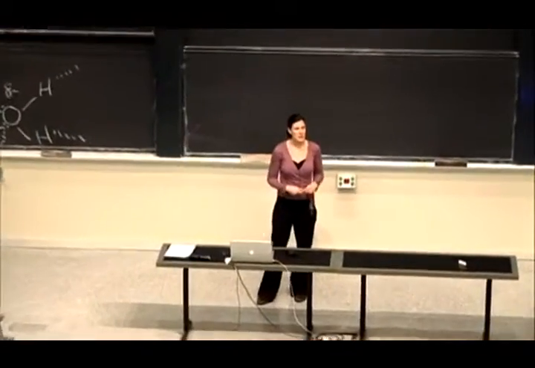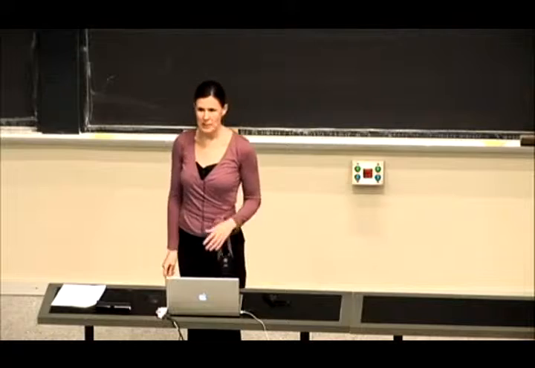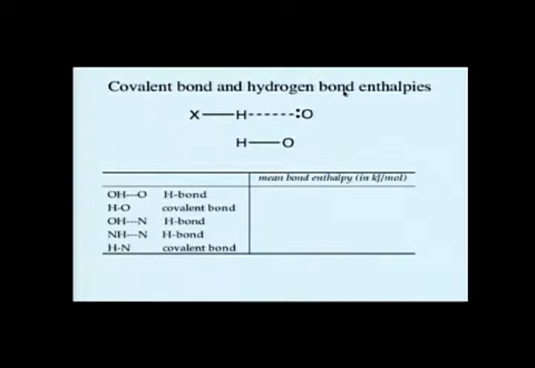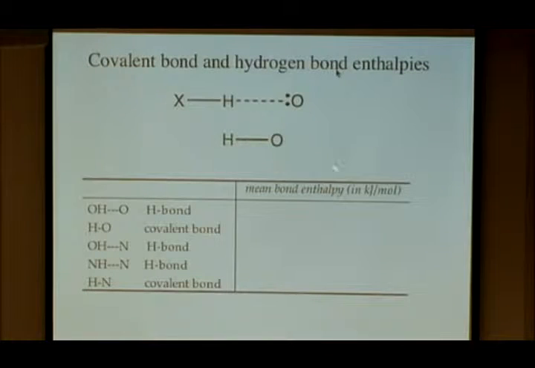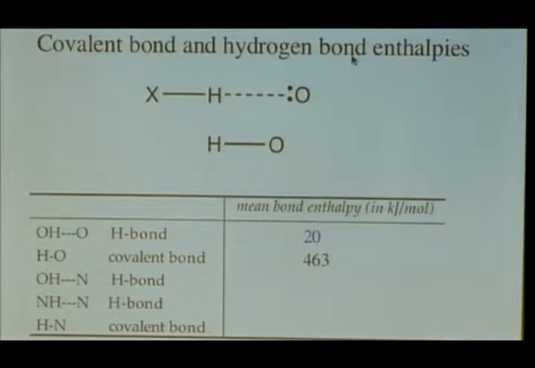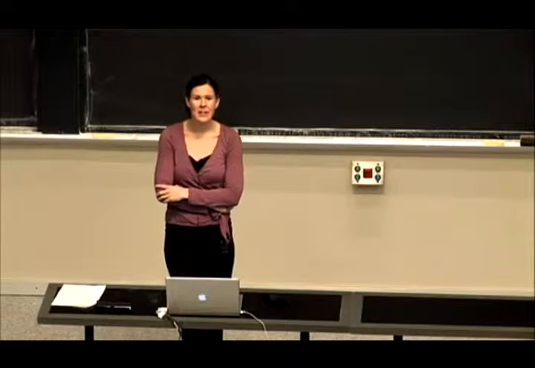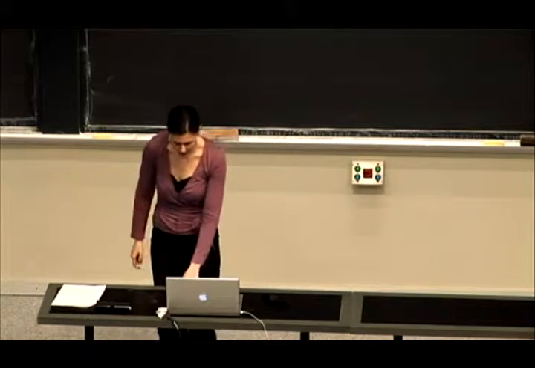About these hydrogen bonds in terms of their bond enthalpies here. I said that they were weaker than covalent bonds, so let's look at a few comparisons here. So we can look at an HO hydrogen bond versus an HO covalent bond. And what we find is that the bond enthalpies in kilojoules per mole, it's 20 kilojoules per mole for a hydrogen bond versus 463 kilojoules per mole for a covalent bond. So we're not talking about just a little bit weaker, we're talking about much, much weaker for the hydrogen bonds here.